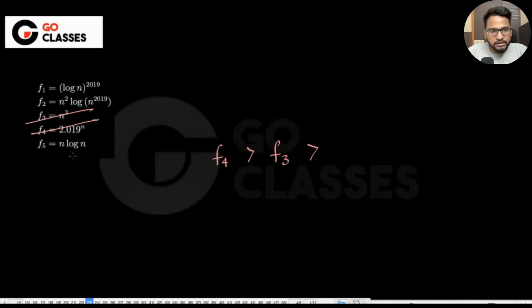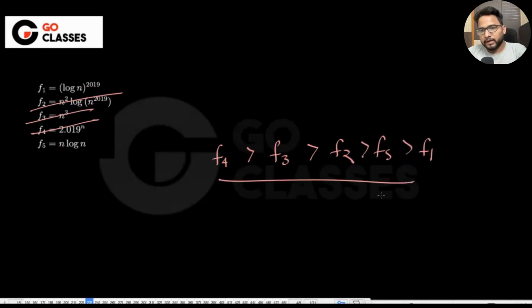This is log n something, this is n log n. So definitely this f2 is greater. And then this is log n power anything. This is just n, right? I mean, this n is very, very greater, I think. So f4, 5. And then f1. 4, 3, 2, 5, 1. Okay. So this is the answer that we are getting.